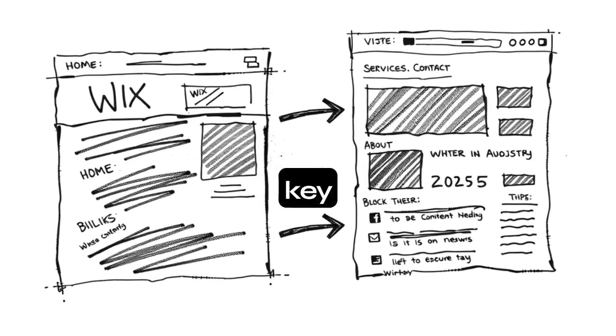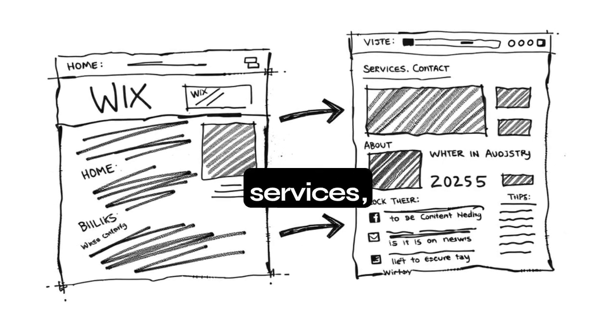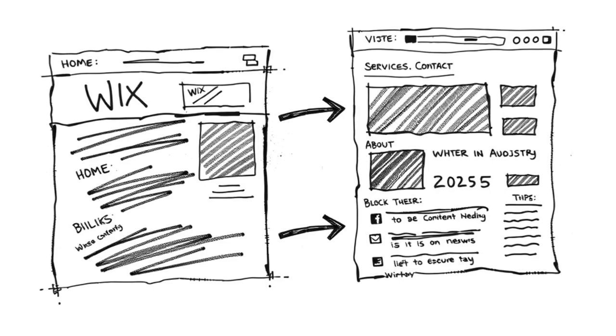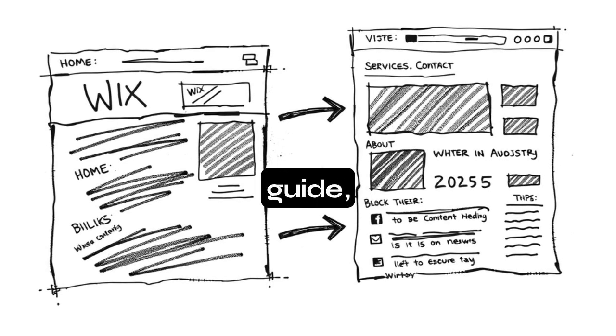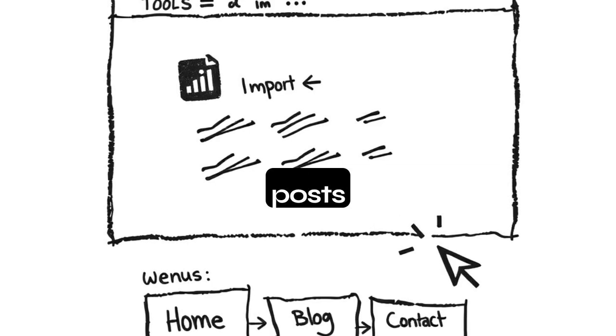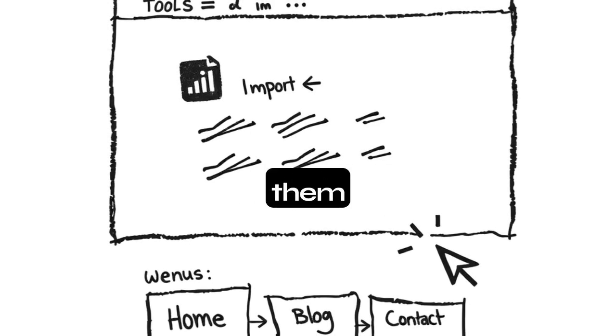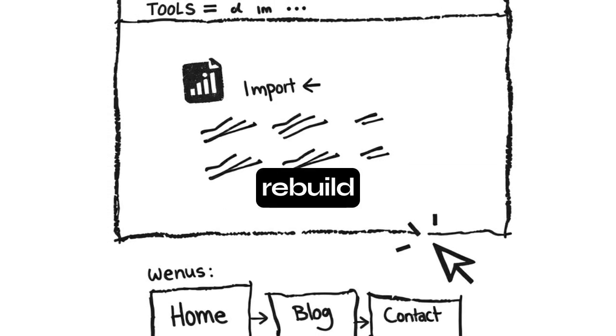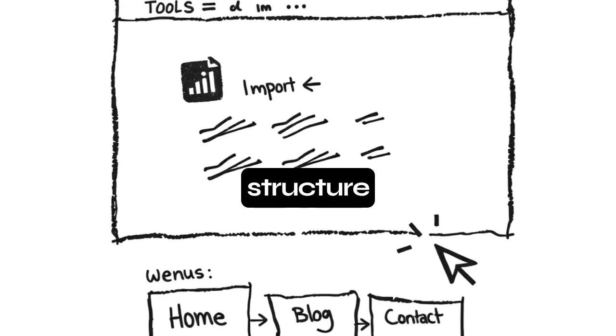Step 4, Rebuild. Recreate your key pages: home, about, services, contact. Use your Wix text and images as your guide, not as exact copies. Import your blog posts from the RSS file or paste them in manually. Then rebuild your menus and links to match your old structure.